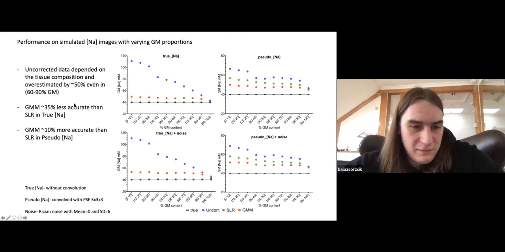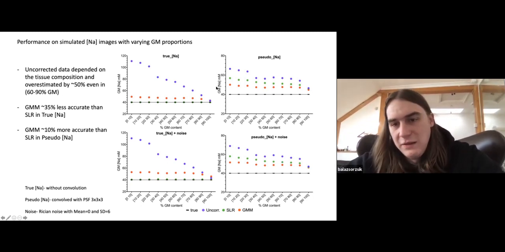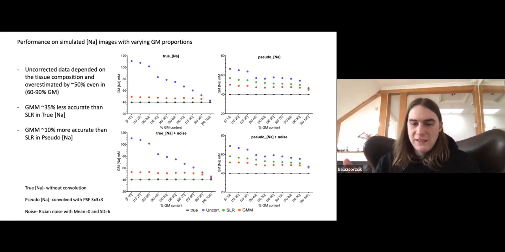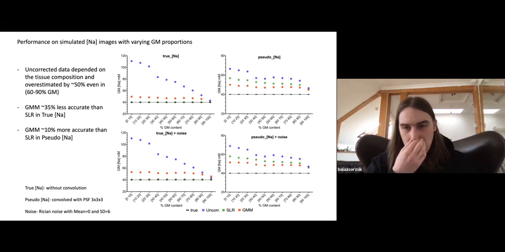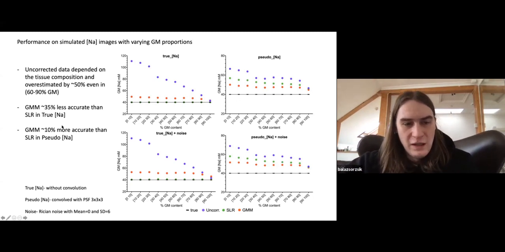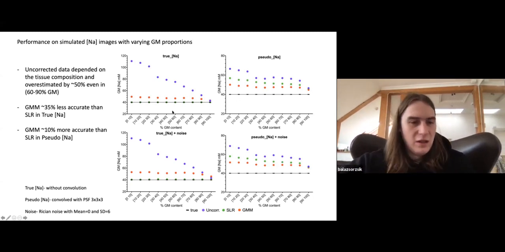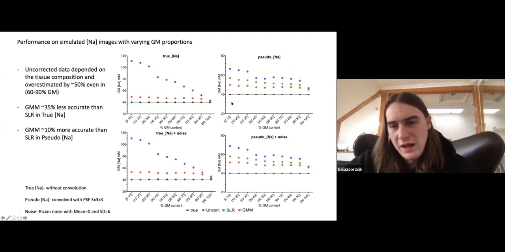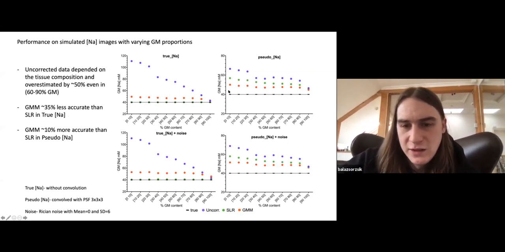The benefit that GMM gives comes in once we start to convolve the images, where basically there is mismatch between the underlying anatomical image and the sodium image. And here the GMM on average achieved 10% more accurate estimations.